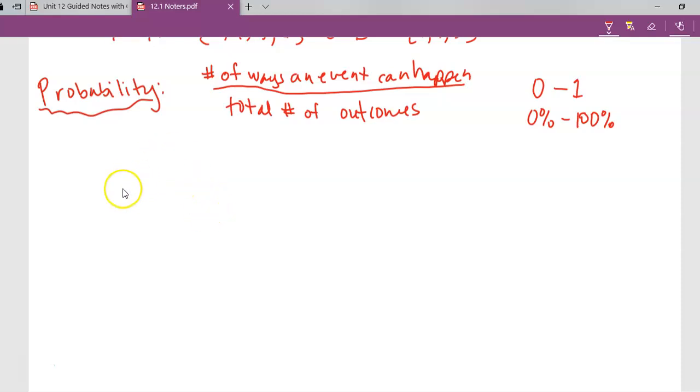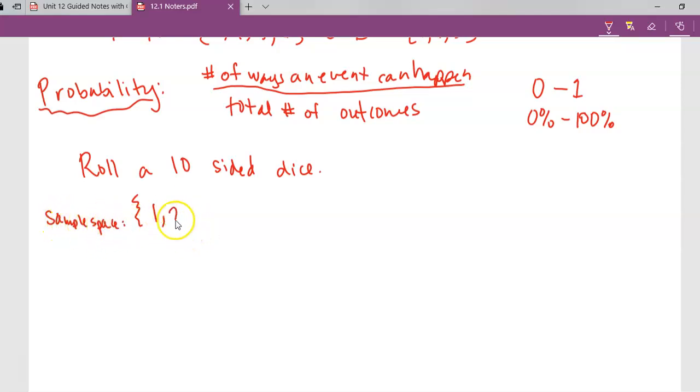So, for example, let's say I roll a 10-sided die. Okay. So the total number of outcomes is a sample space, right? If I roll a 10-sided die, so let's write this out. This is the sample space. I'm going to get 1, 2, 3, 4, 5, 6, 7, 8, 9, or 10. So that's the total number of outcomes. There's 10 of them, right?